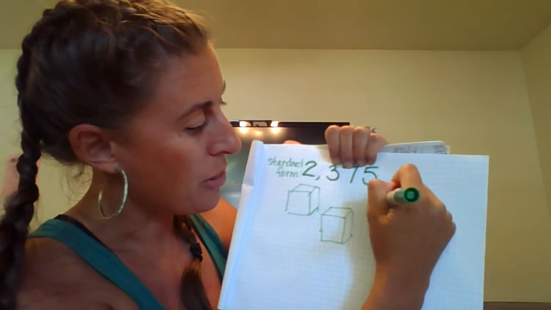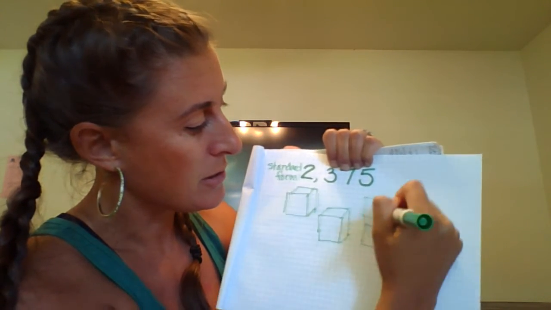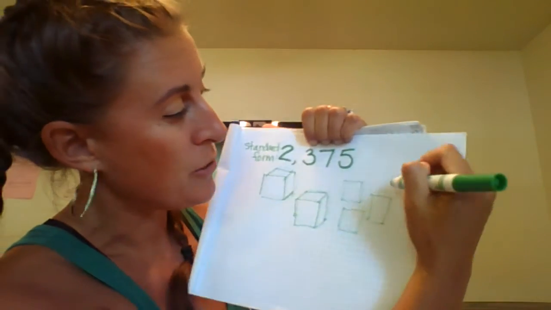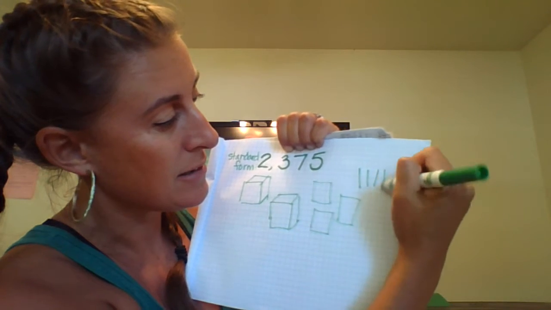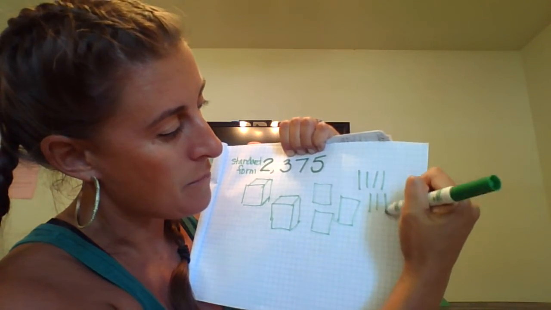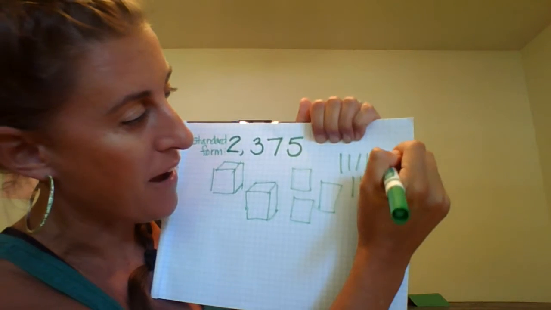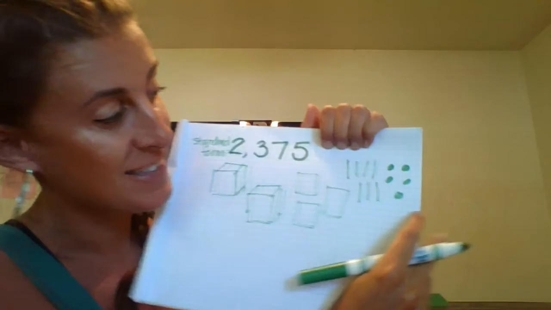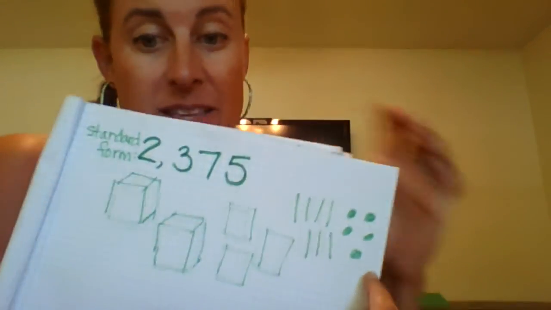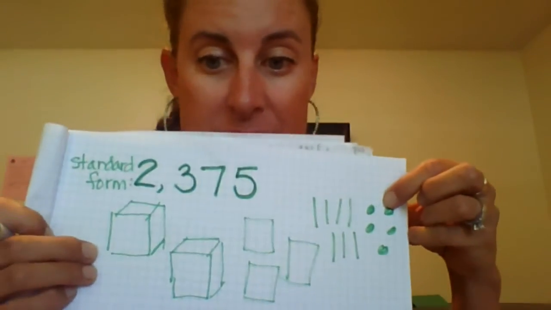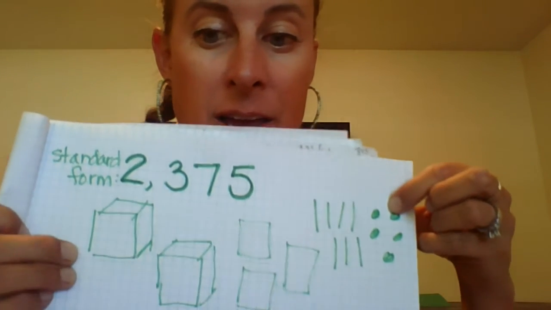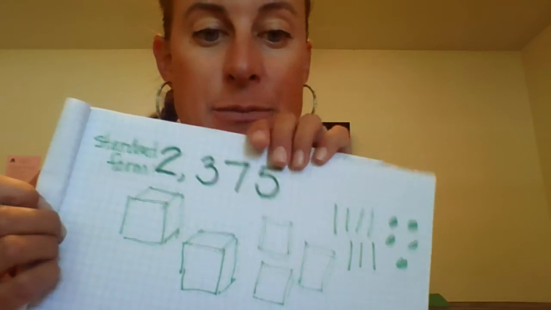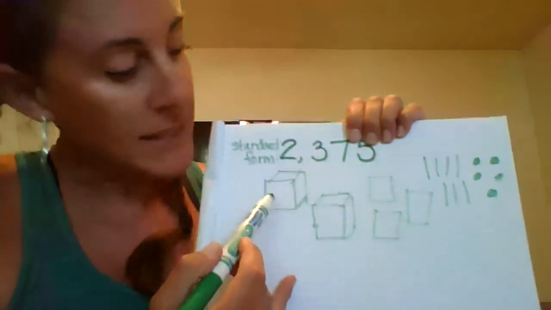Now I'm going to draw my 3 squares to represent my 300s. And now I'm going to draw my 7 10 sticks. And now I'm going to draw my 5 ones blocks. They're little squares. I actually like to make these as circles, and I fill them in. That way it's easier to tell the difference when I'm drawing it between my ones and my hundreds. So you guys can see, using tens blocks, this is how we would make the number.